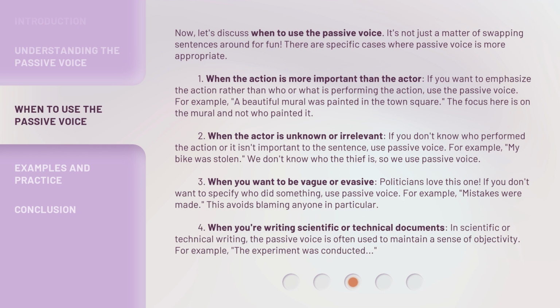3. When you want to be vague or evasive. Politicians love this one. If you don't want to specify who did something, use passive voice. For example, mistakes were made. This avoids blaming anyone in particular.